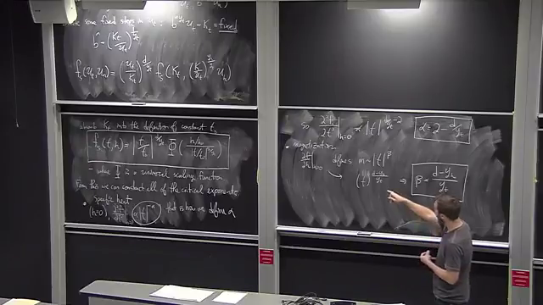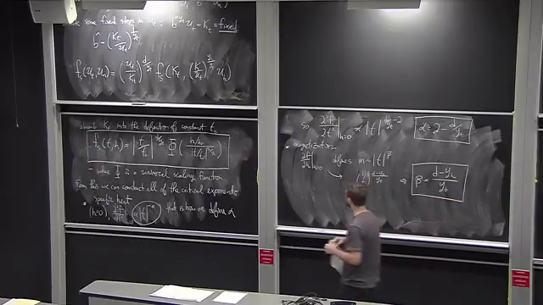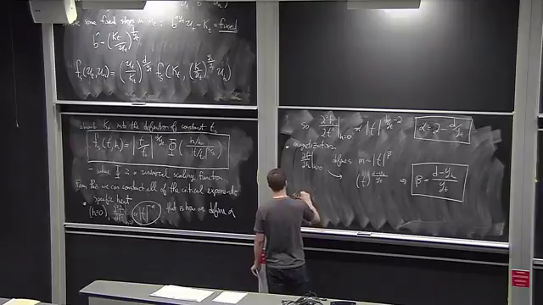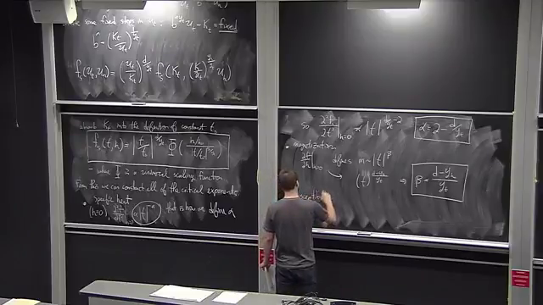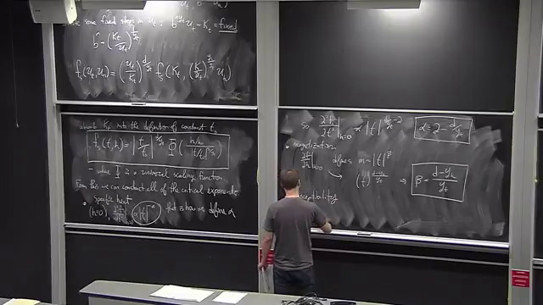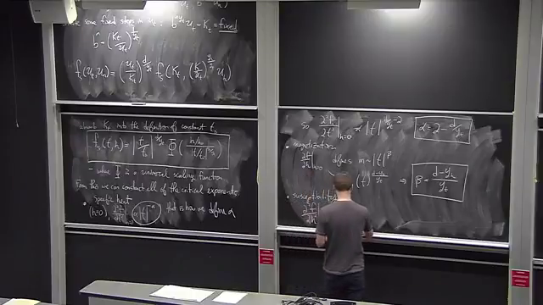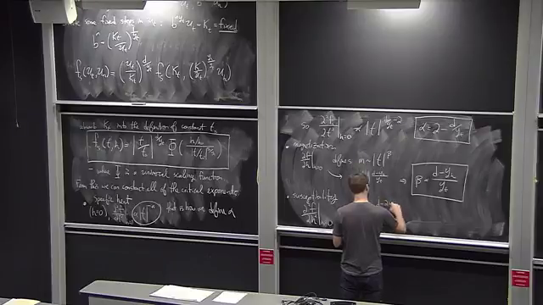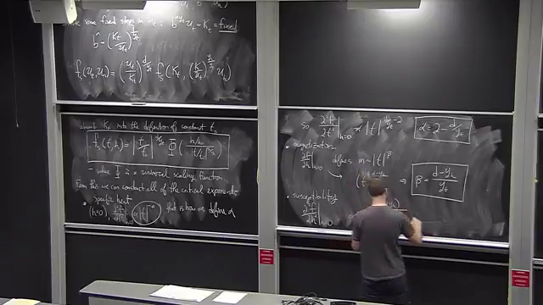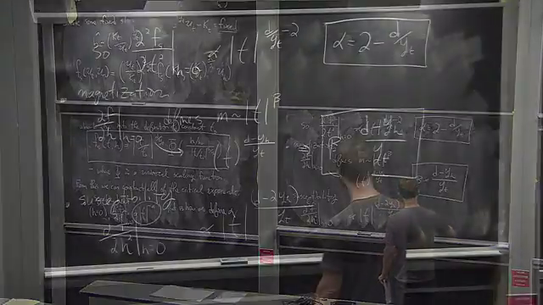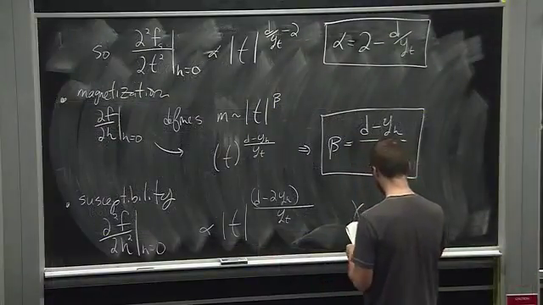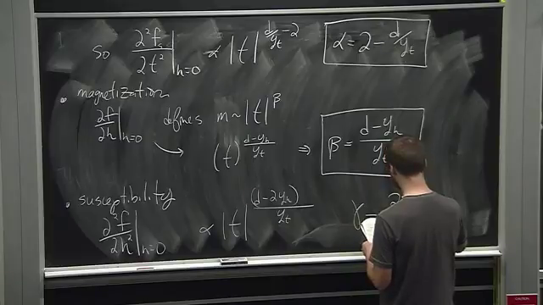Susceptibility, it's a second derivative. So you take another derivative and set h equal to 0. That'll give us something that's d minus 2 y_h over y_t, which defines gamma, remember? So gamma is minus this.